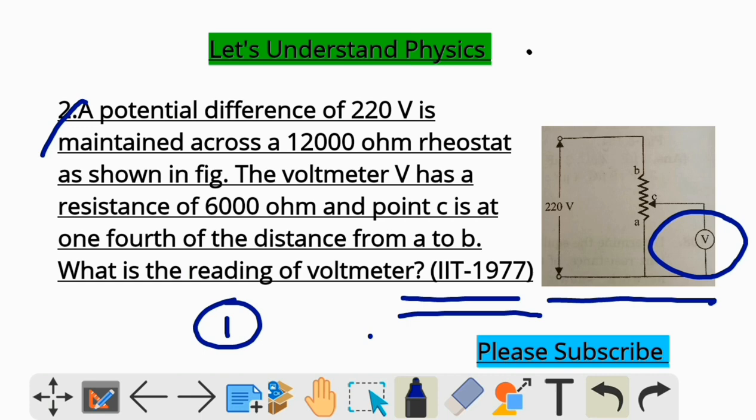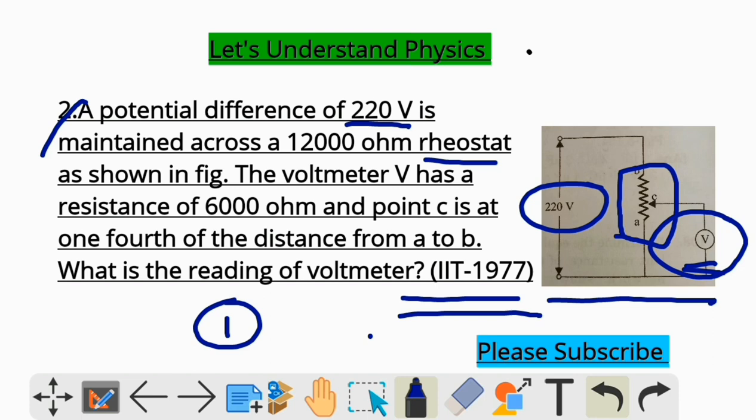Let's first read the question and understand how to find the reading of this voltmeter. A potential difference of 220 volts is maintained across a 12,000 ohm rheostat. You know rheostat: it means a variable resistance.